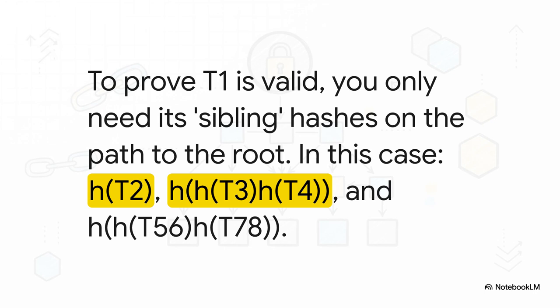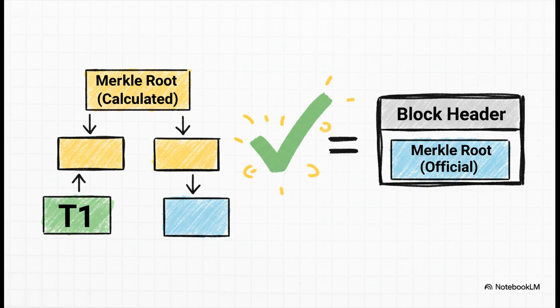So in this case, he needs the hash of T2, then the combined hash of T3 and T4, and the big combined hash of T5 through T8. With just those few pieces of data, he has everything he needs to rebuild his branch of the tree all the way to the top. And here's the moment of truth. If the Merkle root that Bob calculates all by himself matches the official Merkle root that's stored in the block's header, boom, match. His transaction is mathematically proven to be part of that block and proven to be completely untouched.